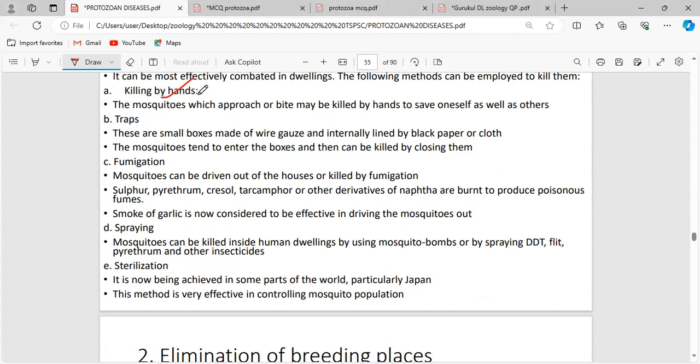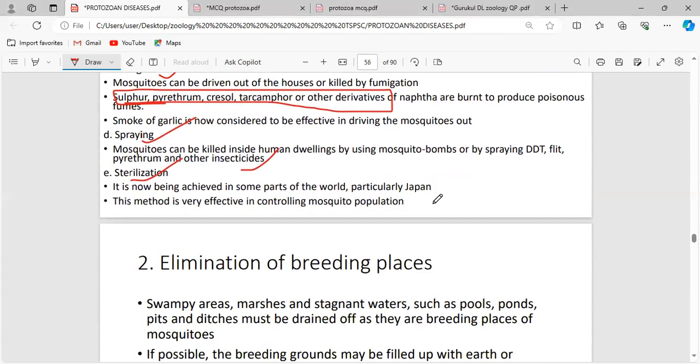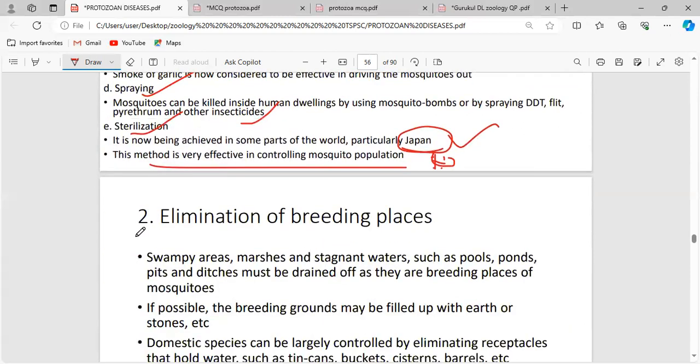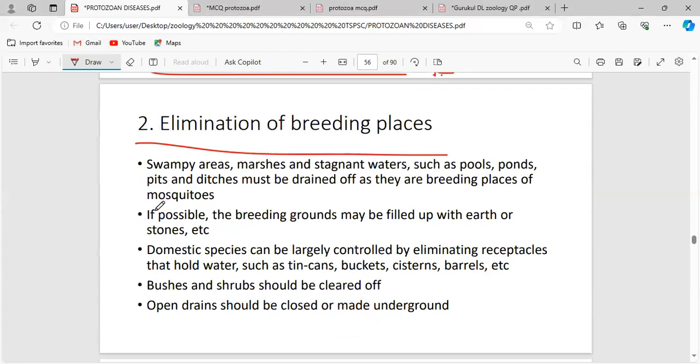Okay, that is the gentle method, killing by hands, and traps, fumigation, and you have to read what all the fumigation agents are that we are using. After fumigation, spraying some chemicals is the method followed by our government. And the sterilization method is usually practiced in Japan. This is actually very effective in controlling the mosquito population. By destroying the adult mosquitoes, we can eliminate malaria, and we can eliminate the breeding places, especially the marshy areas.